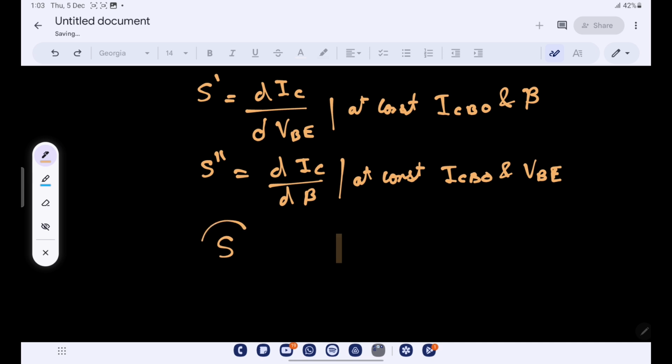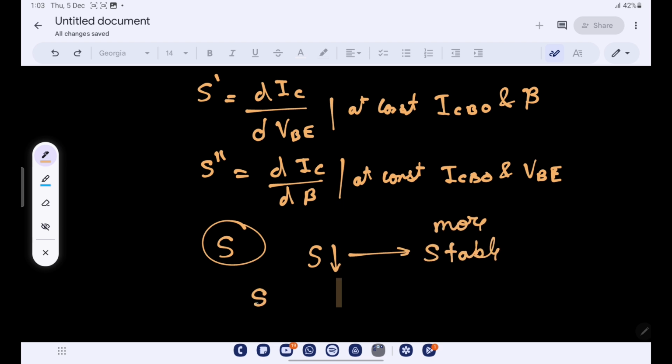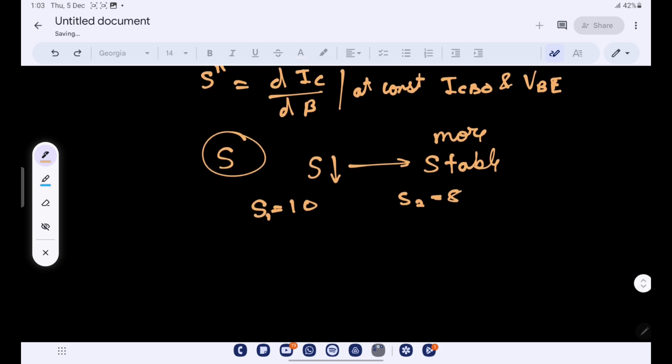Stability factors measure the stability of a circuit. So, the lower the value of S, the more stable is the circuit. Assuming two circuits, the first circuit having stability factor 10 and the other having stability factor 8, then S2, the second circuit, is more stable than the first circuit S1.